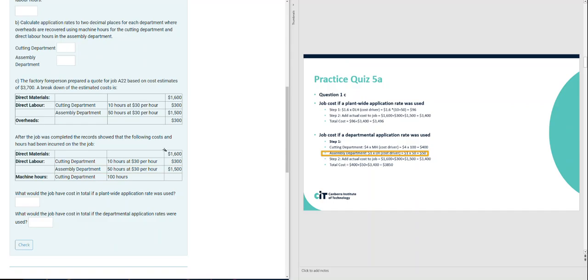Don't forget, we have to have step 2. Step 2 is to add back this actual amount incurred, so we add back the $3,400 and our total cost would be $3,850, which equals the summation of $400, $50, and $3,400.